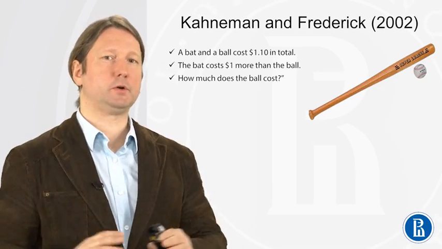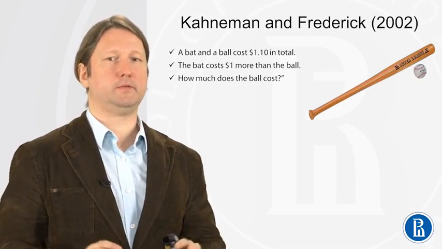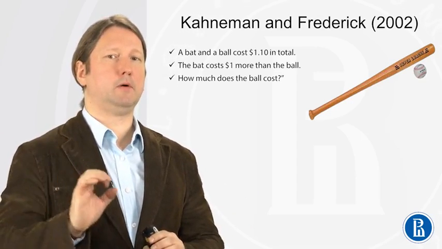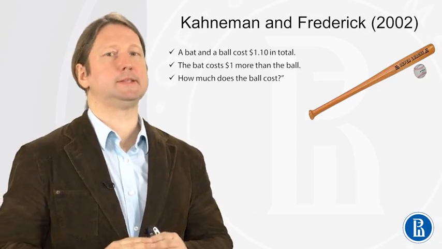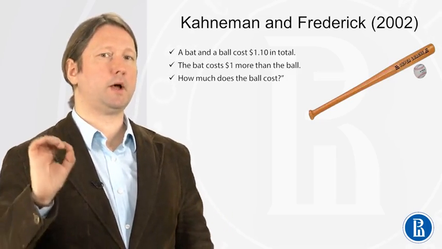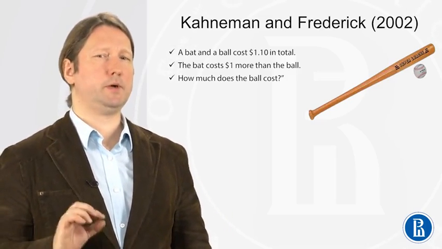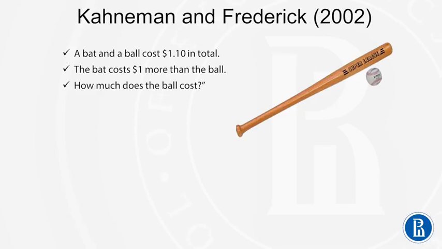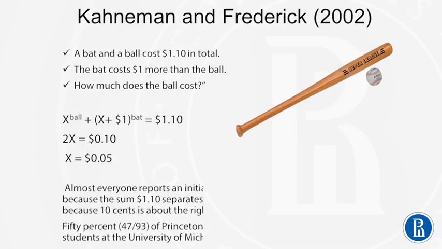So let's make a short break, and I will ask you a very simple mathematical question. So a bat and a ball cost $1.10 in total. The bat costs $1 more than the ball. How much does the ball cost? Perhaps some of you gave the correct answer, 5 cents. But some of you made a mistake.